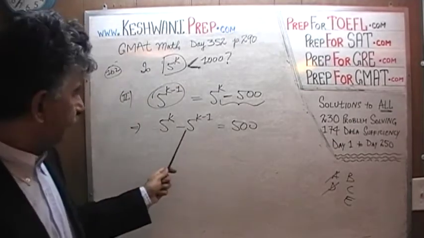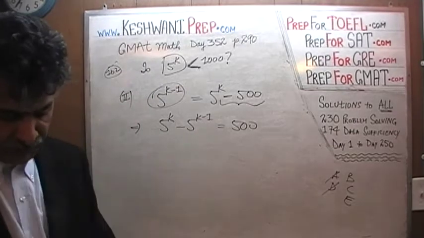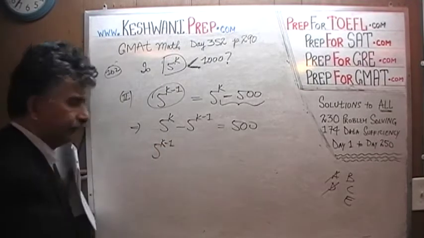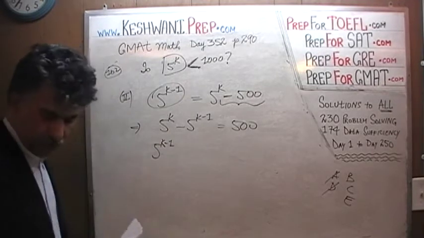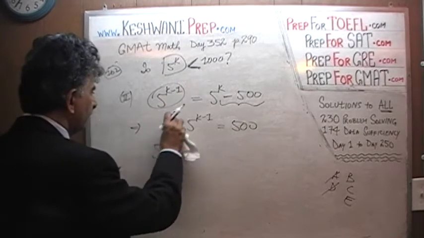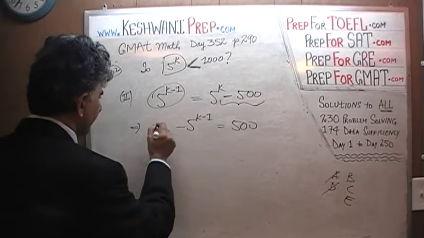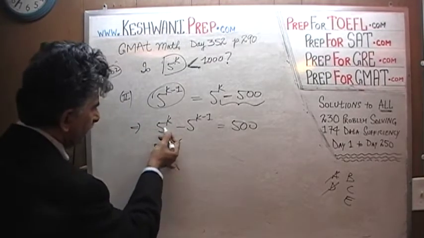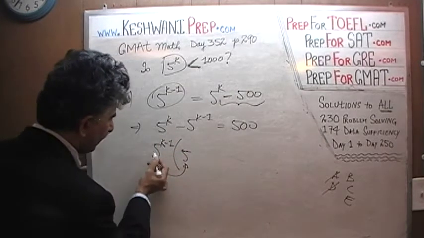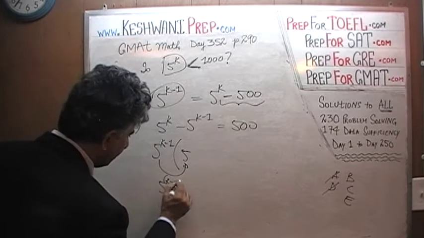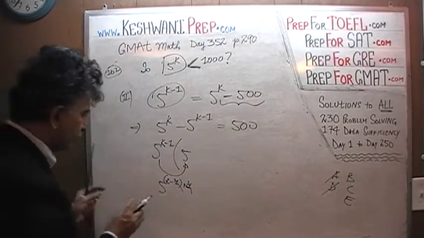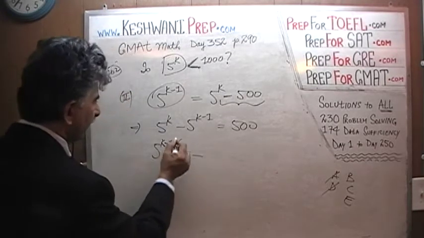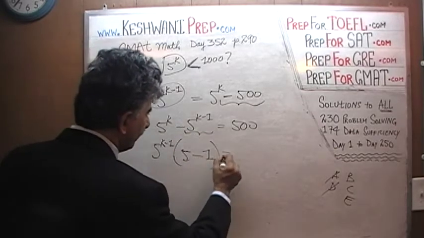Anyway, where do we go from here? We have 5 raised to k here, and 5 raised to k minus 1 here. Do you find any common factor? The common factor here would be 5 raised to k minus 1. Let's take it out common. If you take out 5 raised to k minus 1 here, you're left with 5, because 5 times 5 raised to k minus 1 is simply 5 raised to k minus 1 plus 1, and the 1 cancels out, we end up with 5 raised to k. So that's just 5. Minus, we took out the entire thing, so it's 1. And that equals 500.